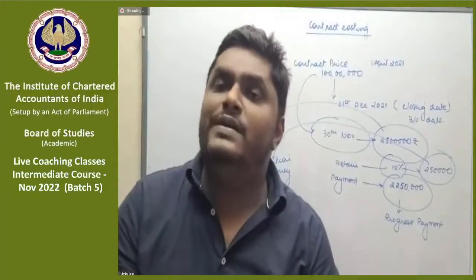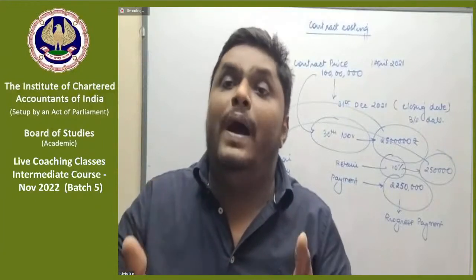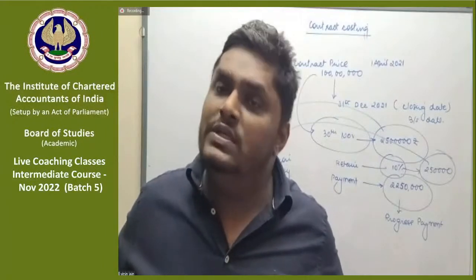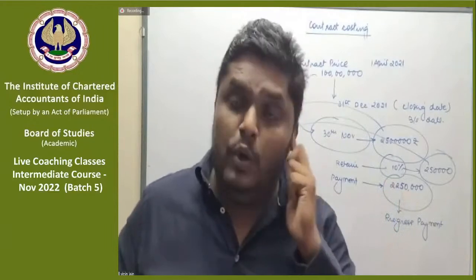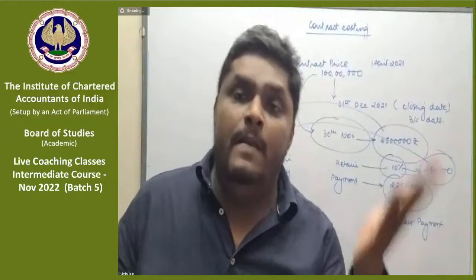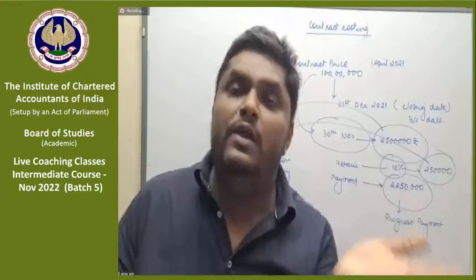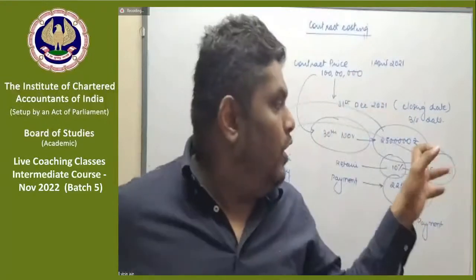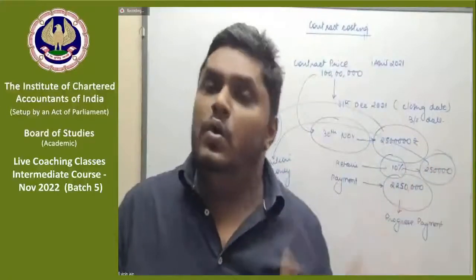When talking about work certified, it is the part of the work done for which the contractee's architect has issued a certificate. When talking about progress payment, what is it? The periodic payment made by the contractee to the contractor on the basis of work certified after deducting a certain amount known as retention money.